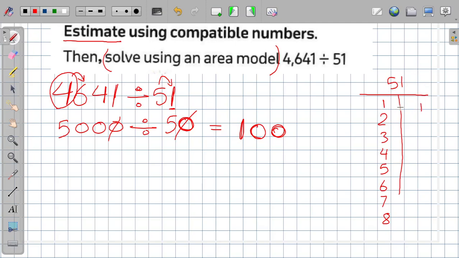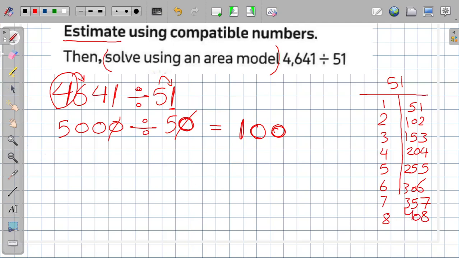1 by 1 equals 1, 1 by 5 equals 5, 2 by 1 equals 2, 2 by 5 equals 10, 3 by 1 equals 3, 3 by 5 equals 15, 4 by 1 equals 4, 4 by 5 equals 20, 5 by 1 equals 5, 5 by 5 equals 25, 6 by 1 equals 6, 6 by 5 equals 30, 7 by 1 equals 7, and 7 by 5 equals 35, 8 by 1 equals 8, and 8 by 5 equals 40.